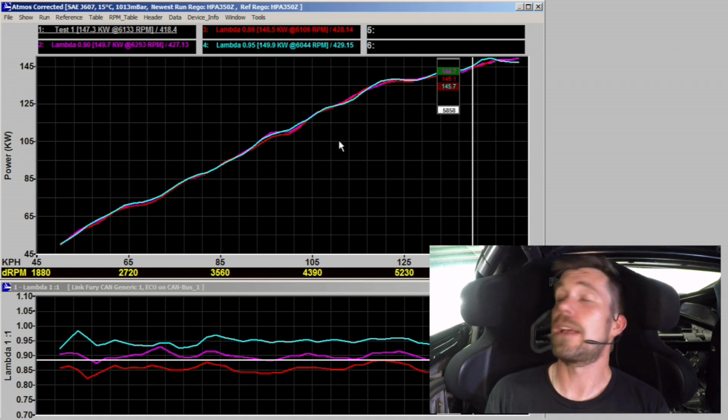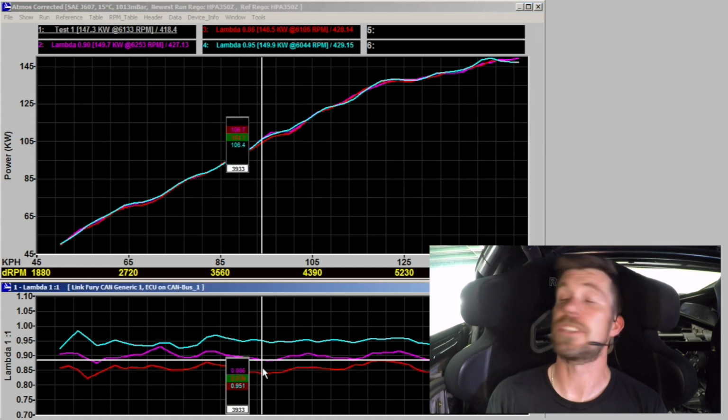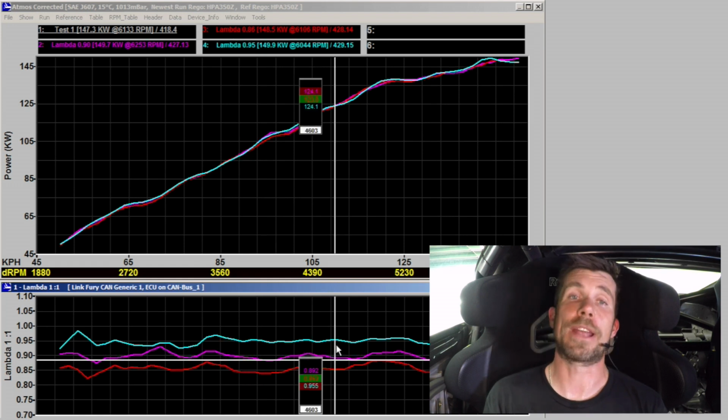And again, throughout those runs, you can see that the variation in power that we've got is negligible. We've got almost no difference. At the bottom of the screen here, you can see our three lambda plots. Our purple run, which was our first run with our target of 0.90, the red run, which was our second run with a 0.86 lambda target, and then finally our light blue run, which was targeting 0.95.